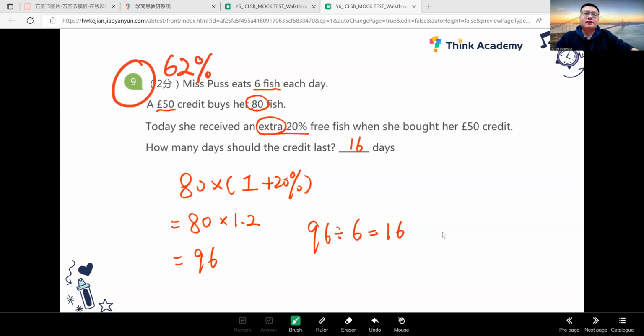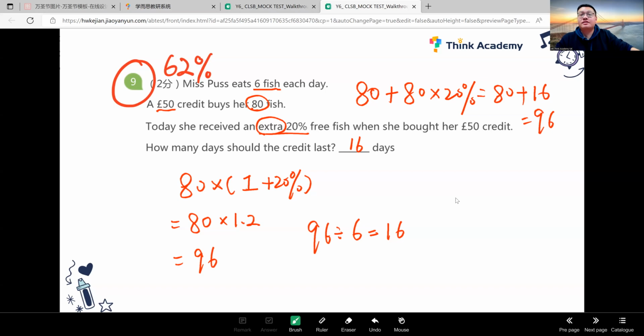Or you can use this. If you think that is hard to understand, you can use 80. That's the number of fish that you must get. But today you get extra 20%, so you add that extra fish you get. So that'll be 80 plus 80 times 20%. 80 times 0.2, you got 16, which gives you 96 fish as well. So 96 divided by 6, you got 16.